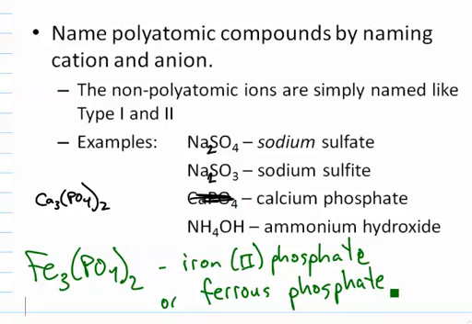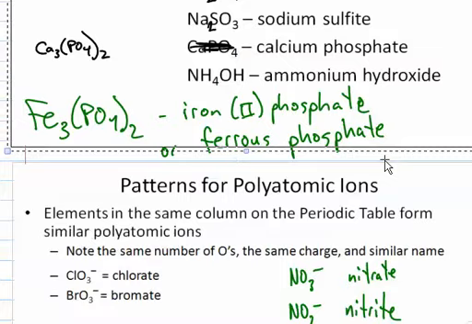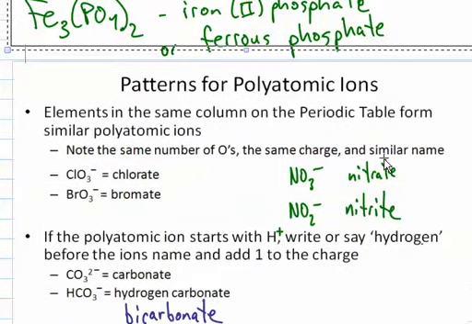Okay, so we're going to really stick to the same rules we've been using all along. Now, in these polyatomic ions, most of these ions are what we call oxyanions. That is, they contain oxygen. And there's a number of trends that we're going to want to identify.